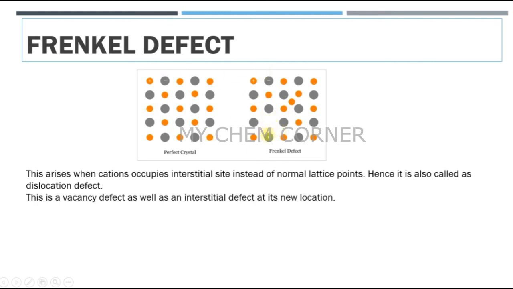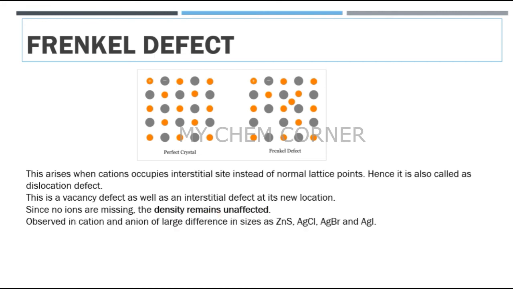You can find a vacancy defect. You can also find an interstitial defect. But what about Schottky? You can only find a vacancy defect. Now in this case, when you compare and see, is this particular cation that was here moving out of the crystal? No. It is in the same crystal itself. So what happens? No ions are missing. They are only getting reshuffled, right? It's just moving to an interstitial site. So in this case, the density remains unaffected. Okay, the density is unaffected in this case.